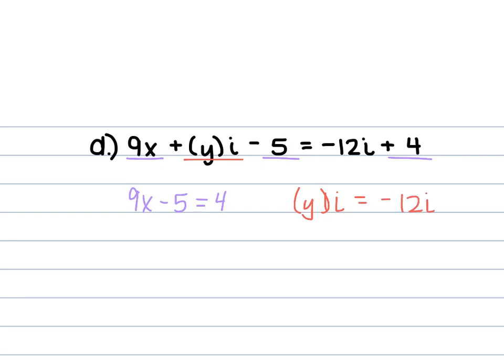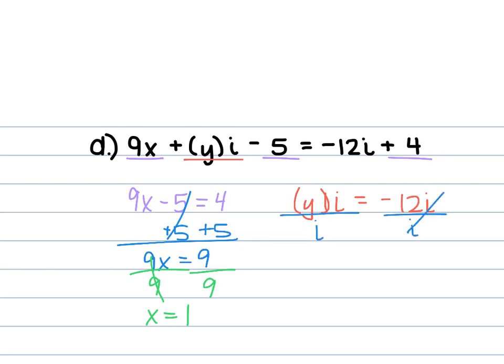So start with the x, move the 5 over, add it to both sides. You have 9x is equal to 9, then divide each side by 9. So x is equal to 1. For your i's, divide each side by i. We have y is equal to negative 12.